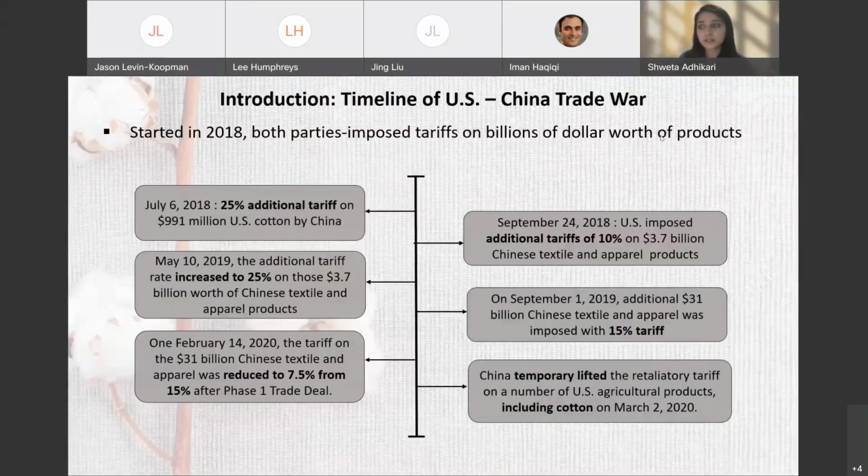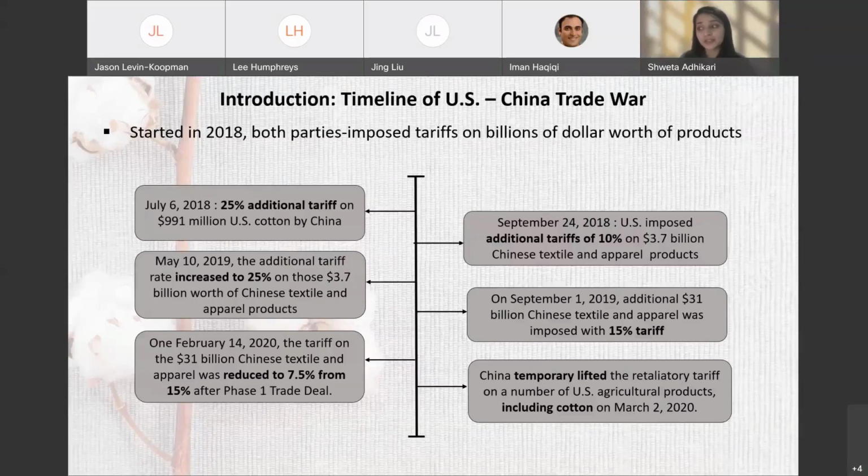So this is the timeline of the US-China trade war. The trade war started in 2018, and it included tariffs on several products and commodities, including textile and cotton. On July 6th of 2018, China imposed an additional tariff on about $991 million of products, which also included cotton. And then this was followed by the U.S. imposing a tariff of an additional 10% on $3.7 billion of Chinese textile and apparel products.